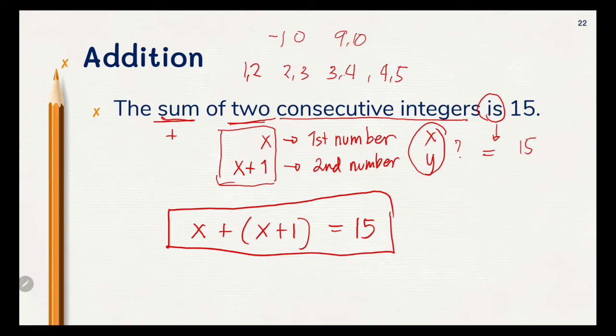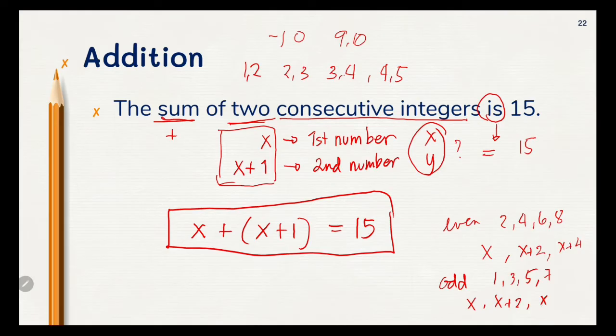Take note also of even numbers and odd numbers. When you have even numbers, you have 2, 4, 6, 8. So in this case, you have x plus 2, x plus 4, and so on. The same with odd. You have 1, 3, 5, 7, and so on. So if your first odd is x, you add 2 to get the next. Plus 2 also. So you have x plus 2, x plus 4, and so on.